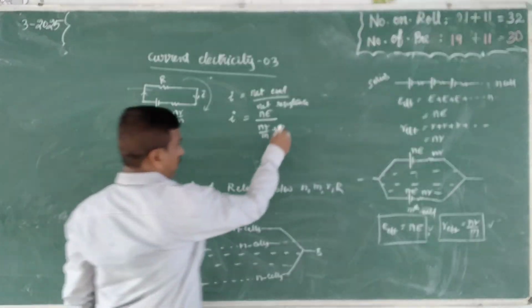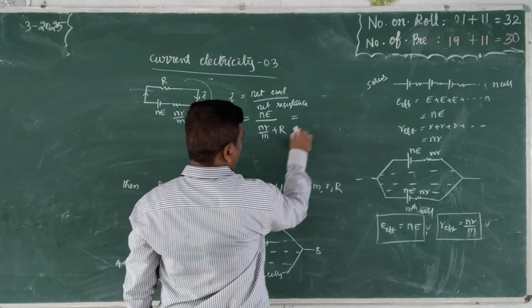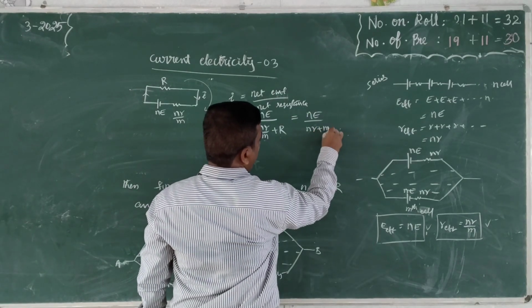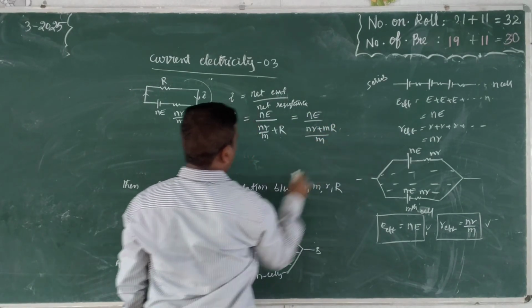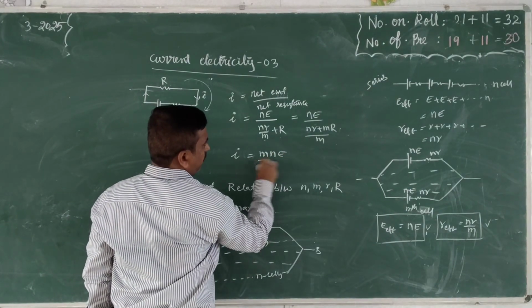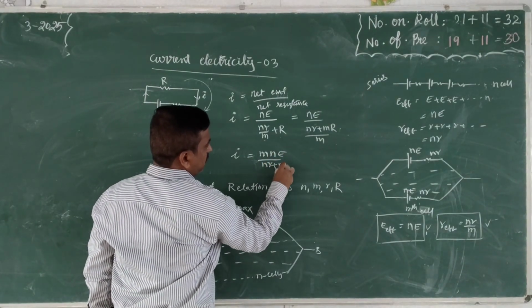So from this, now we can simplify this one. See, if n small e by n small r plus m capital R by m. So from that, what can we write now? Current is m n e by n small r plus m capital R.